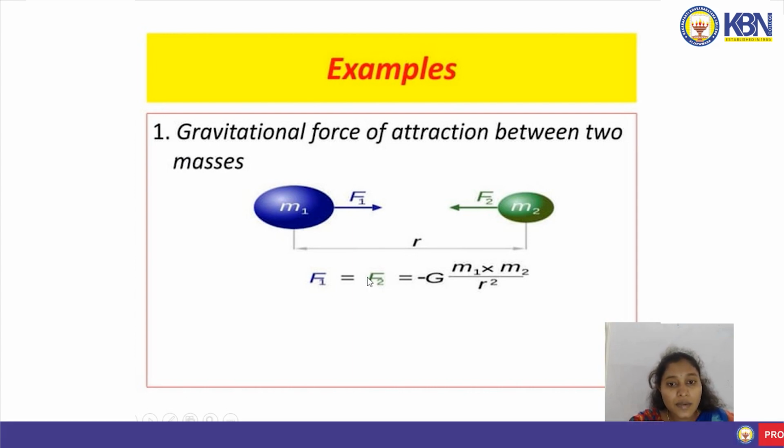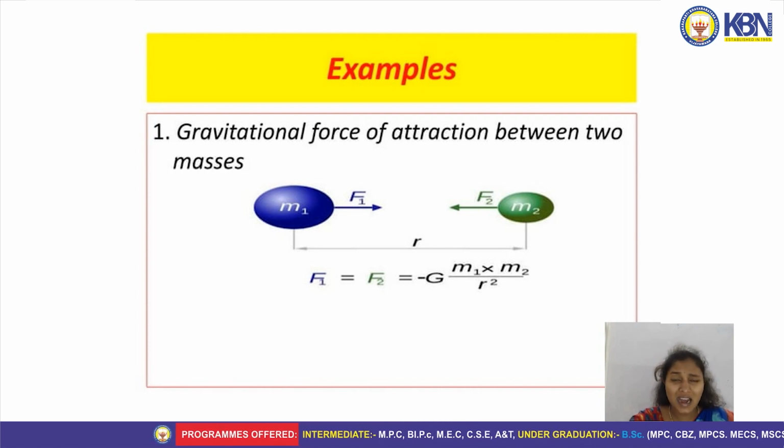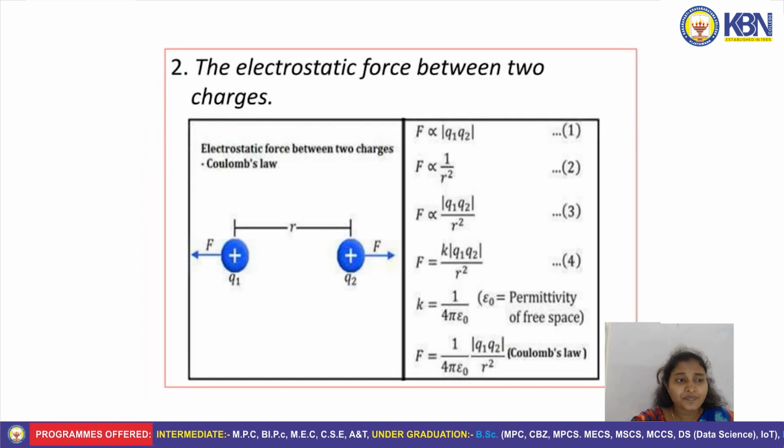The force can be expressed as F1 equal to F2 equal to minus G m1 m2 by r square. Here m1 represents the mass of the first particle, m2 represents the mass of the second particle, and r square represents the square of the distance.